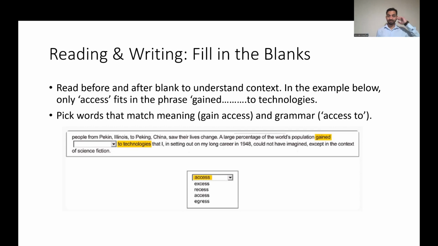So gain access. This is a collocation as well. So you need to think about the collocation. Gain access to something. Can I gain access to that file, or can I gain access to something? So this is something you need to know as a collocation. It also makes sense. Gain access to technology, right? So contextually, it makes sense as well. So again, very important to focus on the meaning, focus on the grammatical cues.